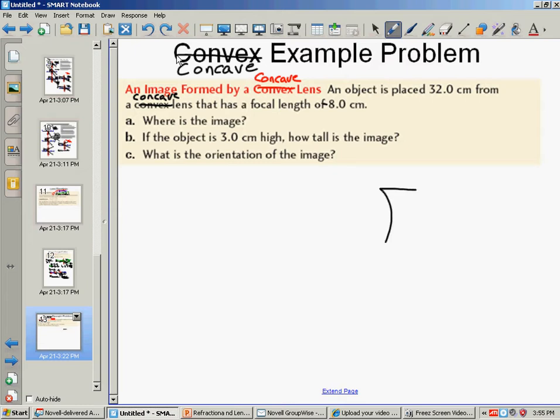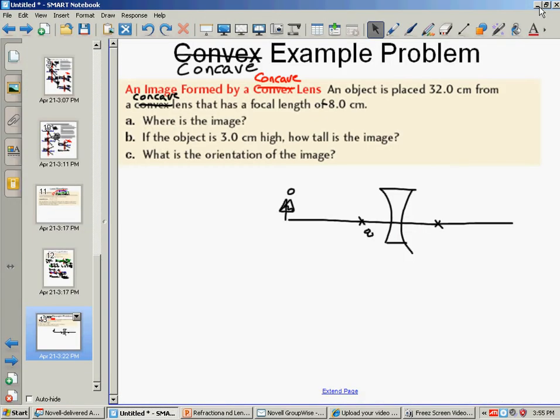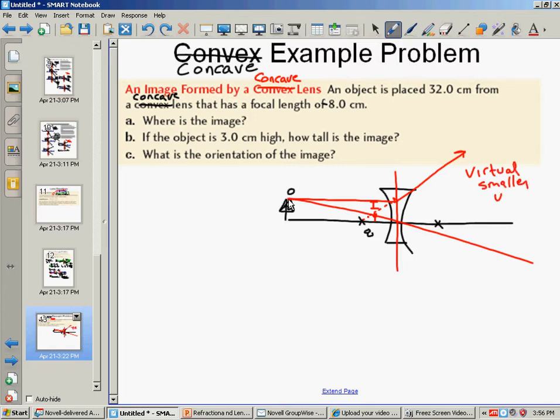So here, let me just draw a quick and dirty example for what I think this looks like. So again, we've got this out here at 8. My object is going to be way over here. Ray 1 is going to come in, and it's going to go away from this focus. And then ray 2 is going to go through the middle. So my object is going to be here, my image. So I know it's going to be virtual, smaller, and upright. Remember that in all cases that's what it is.